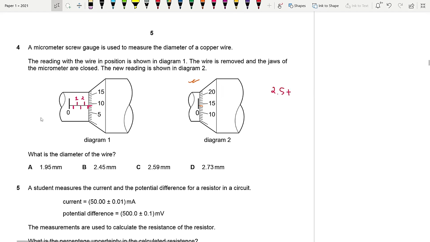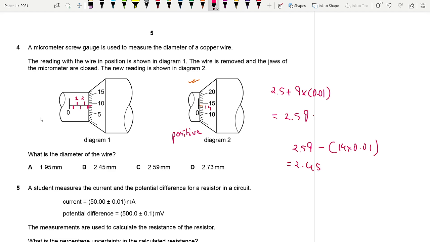It's 2.5 plus 9 into 0.01. This is the micrometer constant, okay? That gives us an answer of 2.59. But this has the error, right? It has an error of 14 with it. So since this is a positive zero error, we need to subtract the error. So 2.59 minus 14 into 0.01. So we're getting a value of 2.45. Okay? So 4 is B. Hopefully that makes sense.